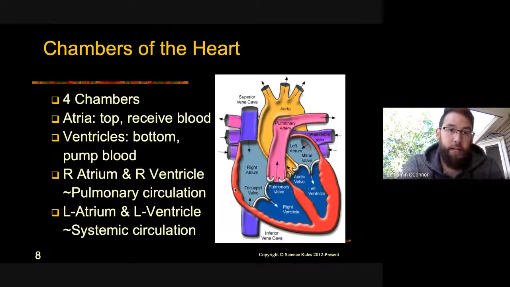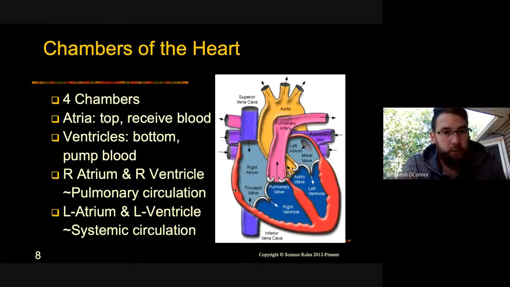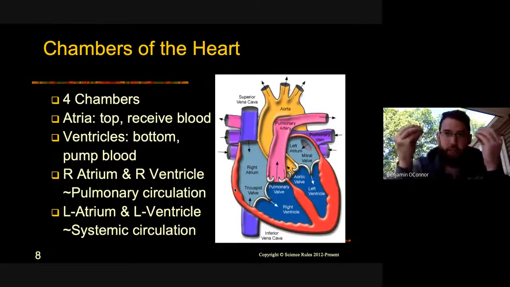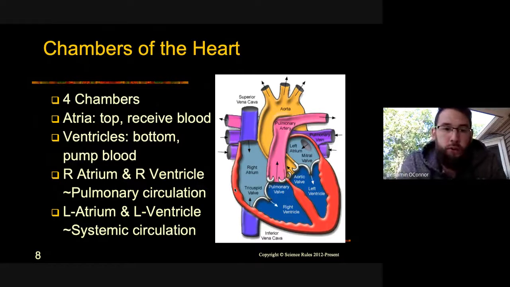So the atriums, or the atria, plural, are at the top. They receive blood. And some architectural vocab: the atrium is the front door to a lot of bigger buildings, so just a connection there. And the ventricles are on the bottom. They pump the blood out.